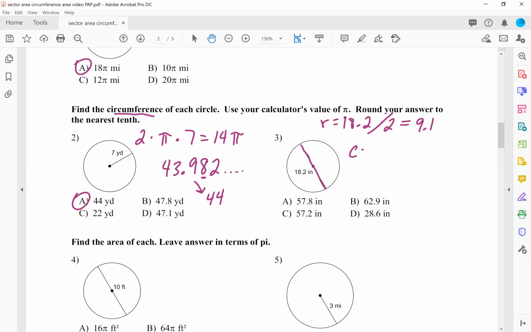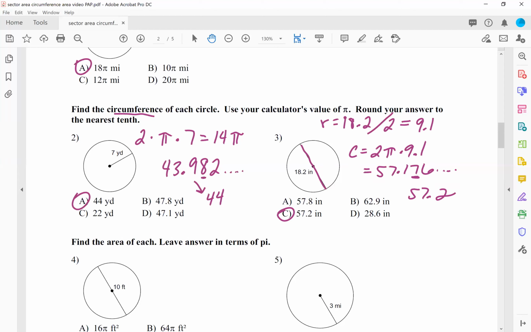So now the circumference is 2 pi times that 9.1. You can type that all in your calculator: 2 times pi times 9.1. Just press enter, and we get 57.176. Again, to the tenth, here we have 7. It's going to make us round up, so it's 57.2. So here we go, C.